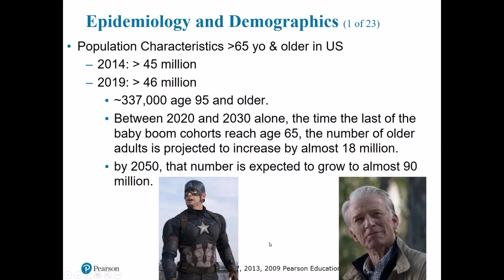Between 2020 and 2030, and notice this is within that census time, we're expecting the number of older individuals, this 46 million, to increase by almost 18 to 20 million. A lot of old people, and that's why it's one of the largest growing areas of medicine. How do we take care of a total of 90 million people by 2050? That's a huge number. All right.